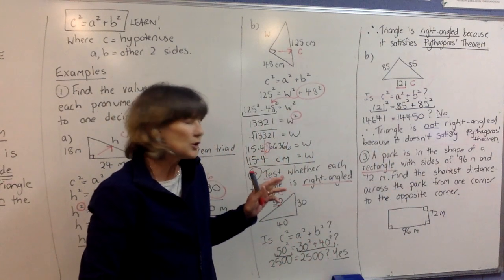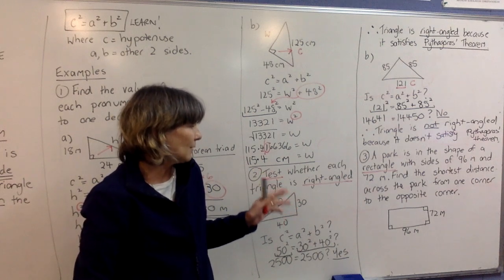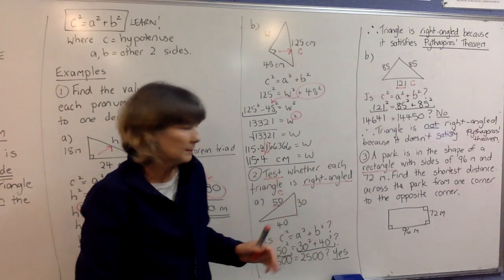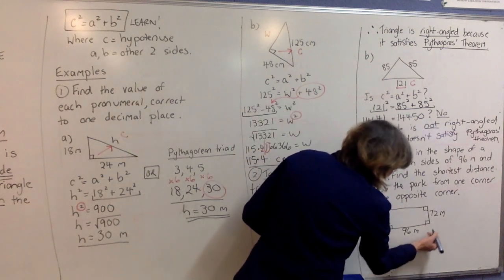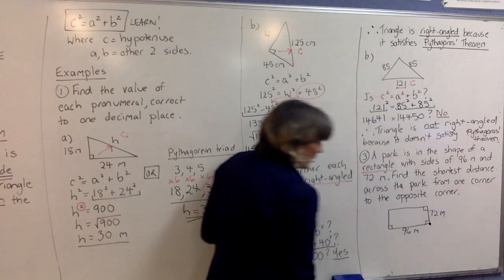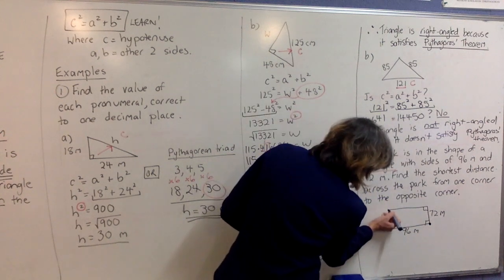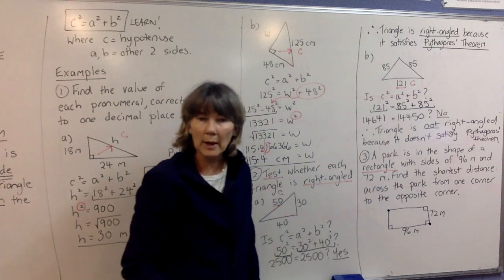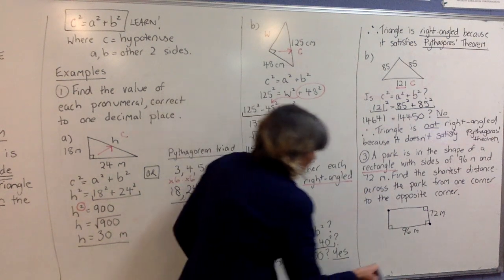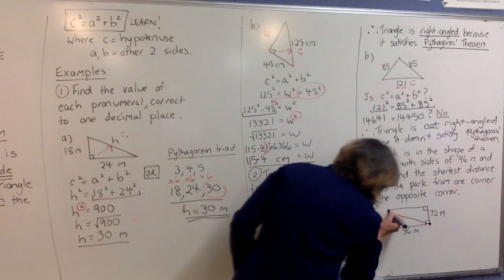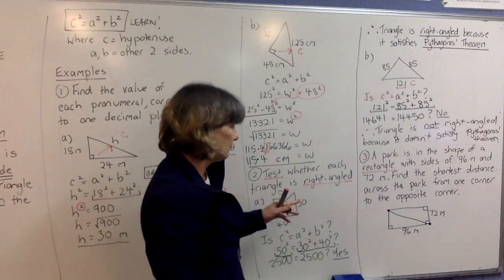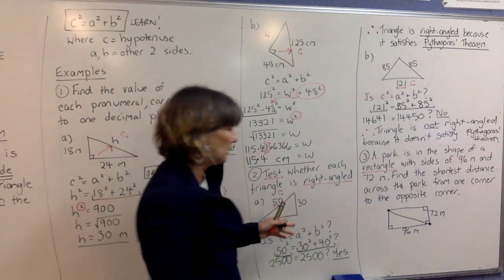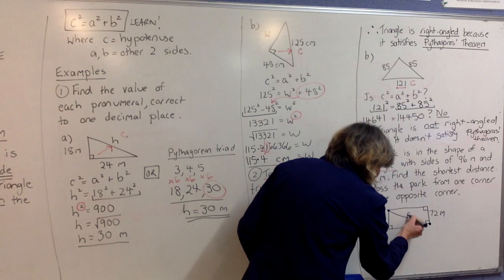There's the side lengths. And what are they asking for here? They've said find the shortest distance across the part from one corner to the opposite corner. So in other words, they want you to go from one corner to the opposite corner. And what's the quickest way to get there? In one straight line. So we're going to draw that in. And that's what we're looking for. Now you can see that's going to be a hypotenuse, so let's call it c.